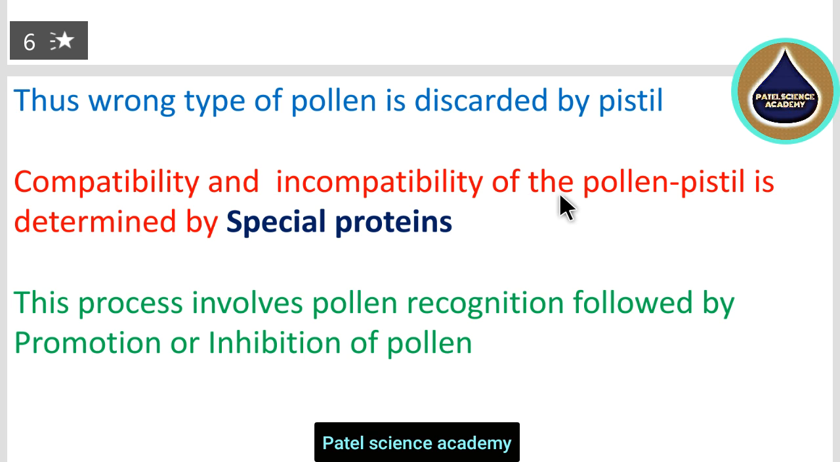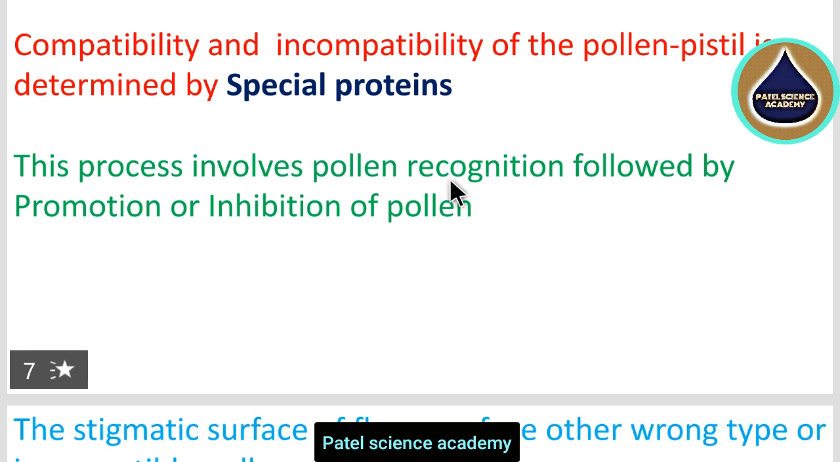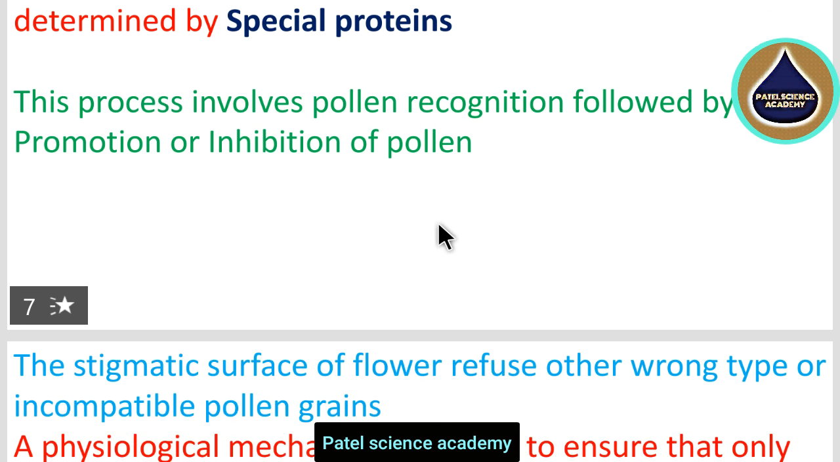Compatibility and incompatibility of the pollen and pistil is determined by a special protein. So this compatibility and incompatibility in the pollen-pistil interaction is decided by a special protein. This process involves pollen recognition followed by the promotion or the inhibition of the pollen. It means after the recognition, after the pistil has accepted the pollen grain, it goes for the promotion or the inhibition of the pollen.